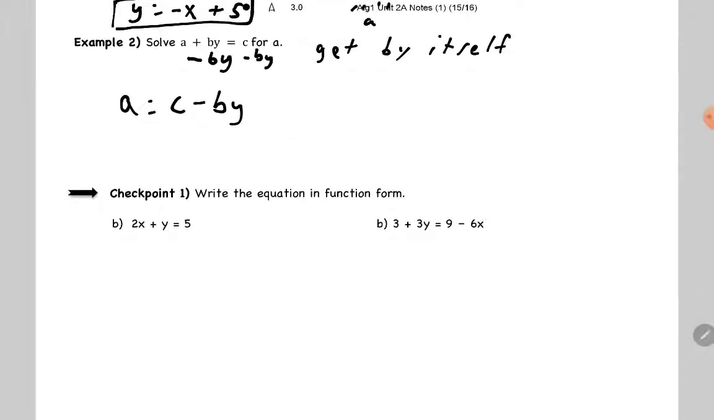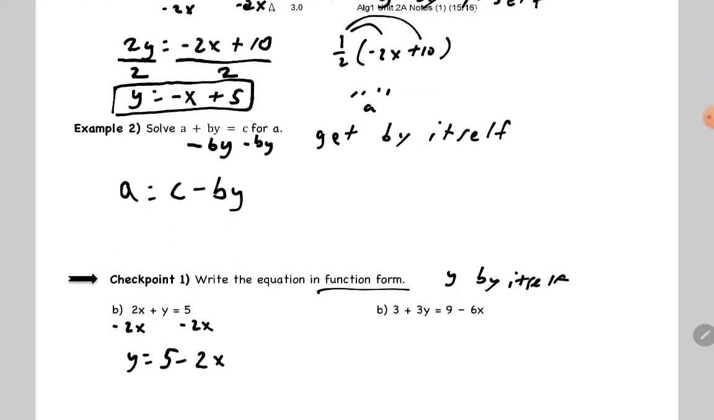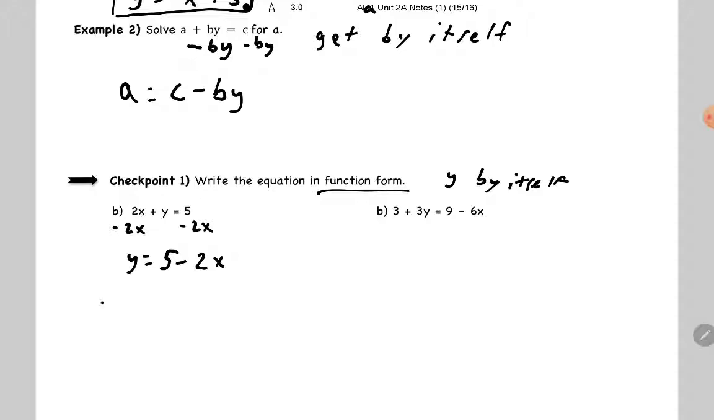Okay, let's do some more examples. So function form, y by itself. To get rid of this 2x, I'm going to subtract 2x. And I'll get y equals 5 minus 2x. Or, I need to rearrange it so that it looks like the top there: y equals negative 2x plus 5. All I did was move it around.